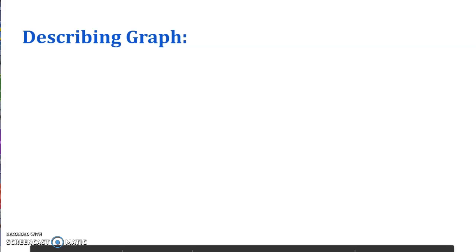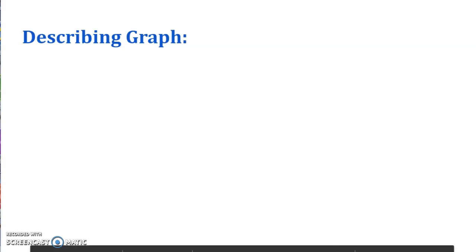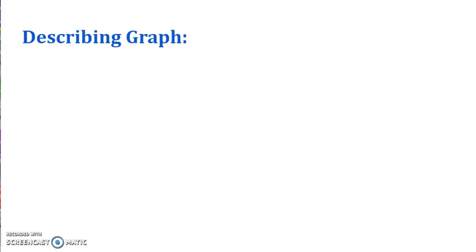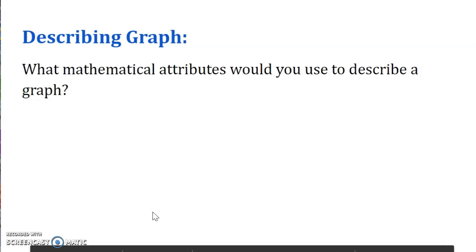We've spent the first half of the lesson finishing up the group work on the Jamboard describing the different representations of linear equations. Now we're going to go on to describing graphs. So what mathematical attributes would you use to describe a graph?